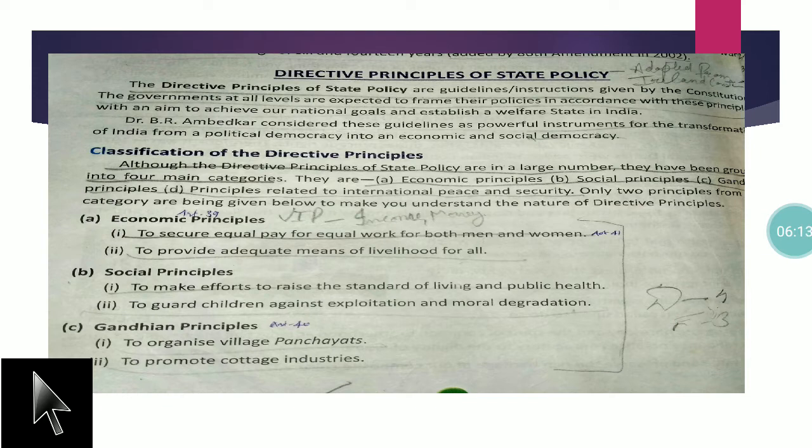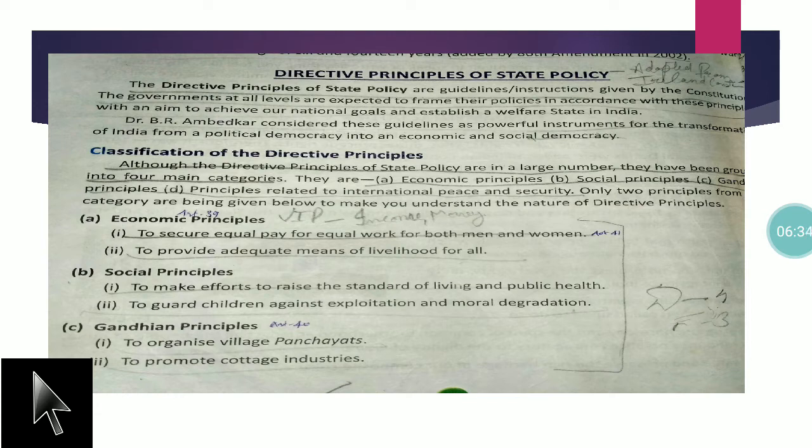Next, we have social principles, which are related to society and the dignity of an individual, to make efforts to raise the standard of living in public areas, along with public health. Health and sanitation are also equally important in society.